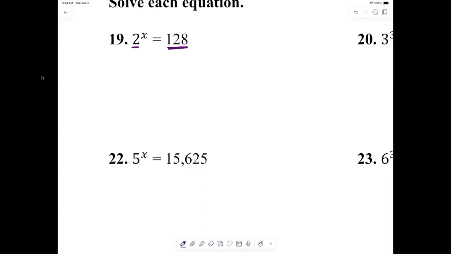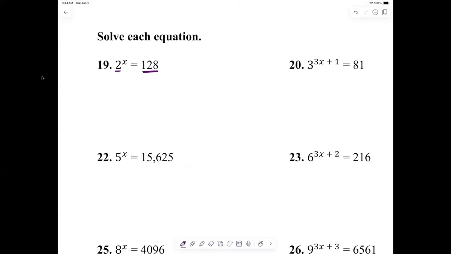Come on, it shouldn't take you that long. 2 to the what? 2 to the 7th. Everybody try 2 to the 7th and see if that's 128. Is that 128? All right, I'm not expecting you to know that. Eventually you will. So please look, I want everybody to write number 19 like this: 2 to the x equals 2 to the 7th. That's what I want everybody to write down. 2 to the x equals 2 to the 7th.